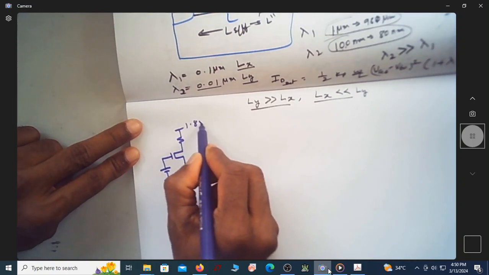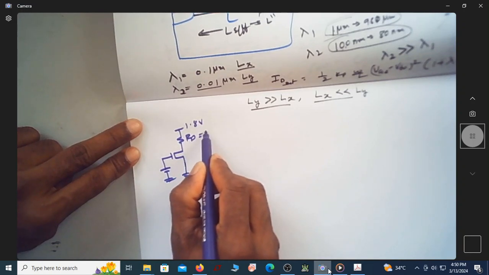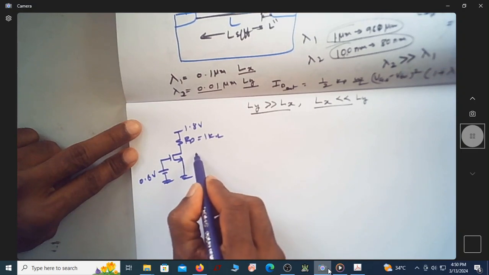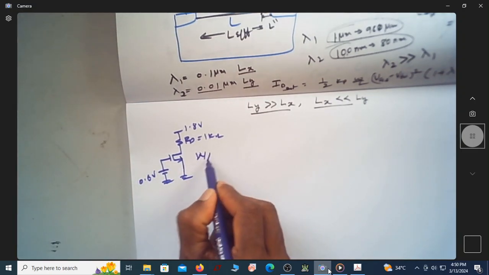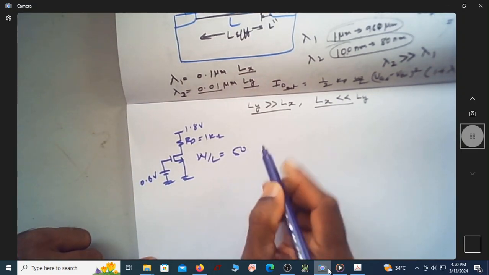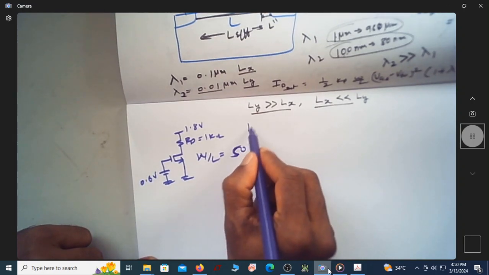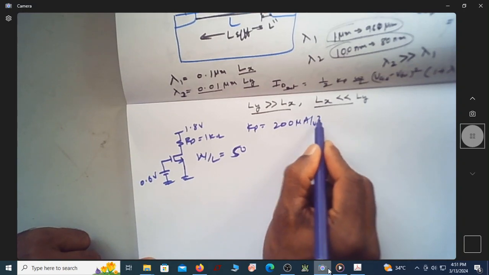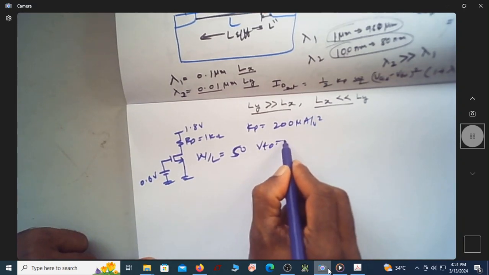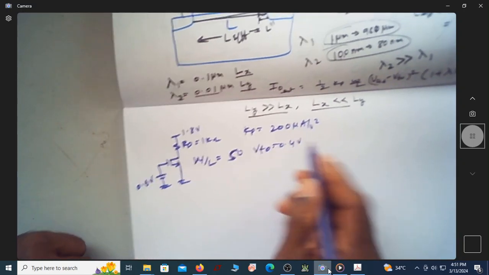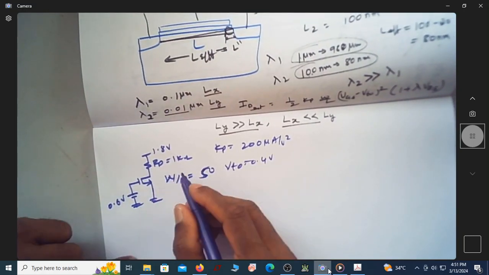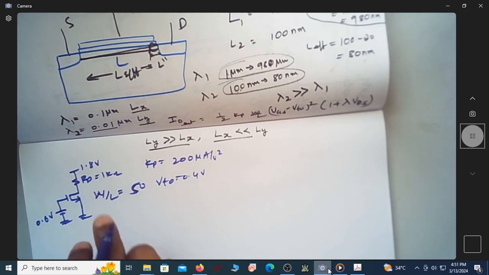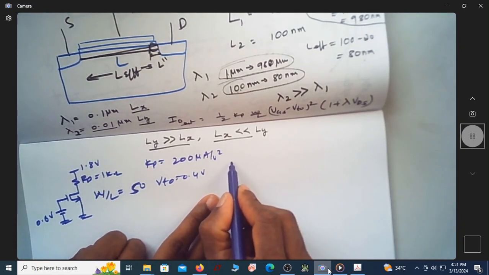This is 1.8 volt. RD is given as 1 kilo ohm. This is 0.6 volt. W/L is taken as 50, and Kp is assumed to be 200 microampere per volt square, and VTO is taken as 0.4 volt. So let us try to find out whether the MOSFET is in linear region for this particular value of RD itself or not.